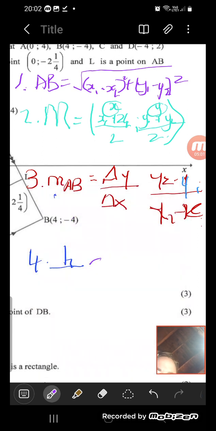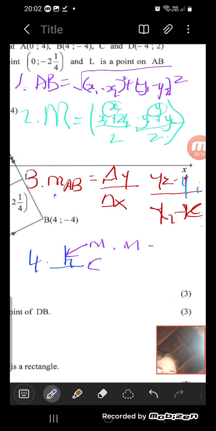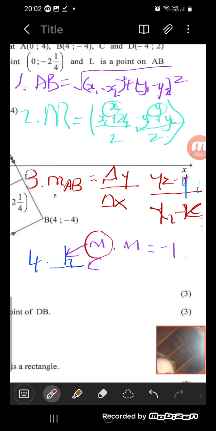If I've got this line and I've got this line, their m's or their gradients, this one's gradient times this one's gradient, if they're perpendicular, is going to be equal to -1. Very importantly, super important. So if this one's gradient is 3 and they are perpendicular, what is this one's gradient going to be? Well, it's got to give you an answer of -1, right?